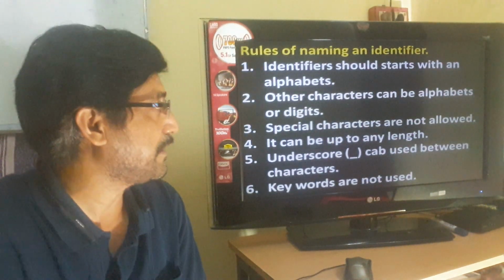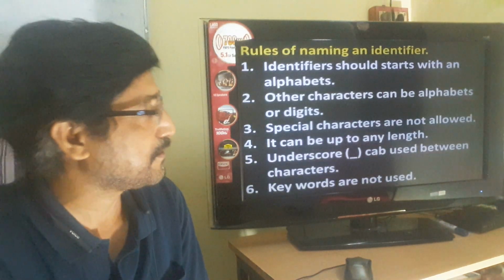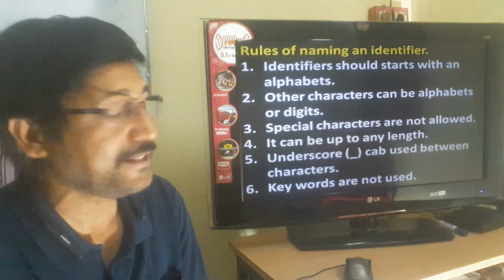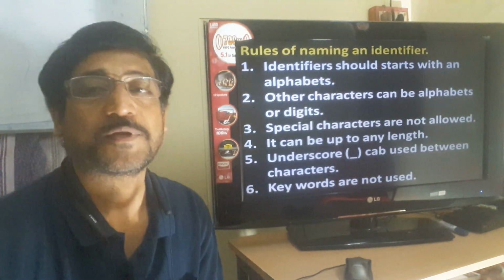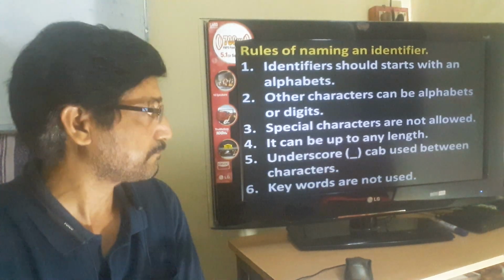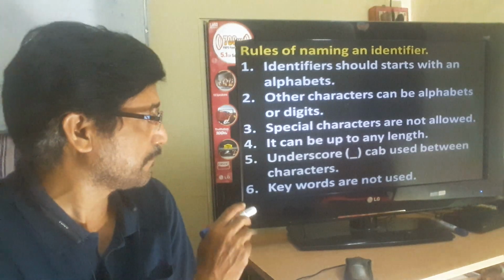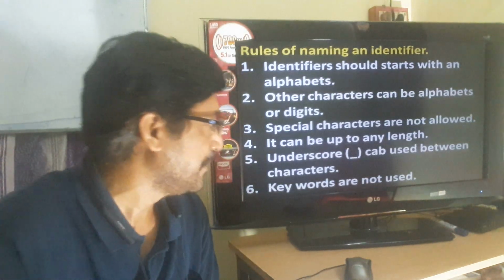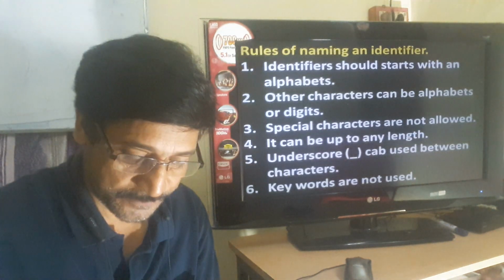To recap the rules of naming an identifier: identifiers should start with an alphabet. Other characters can be alphabets or digits. Special characters are not allowed. It can be up to any length; you can take any number of characters in Java, so the variable name can be more meaningful. An underscore can be used between the characters. Keywords are not used.